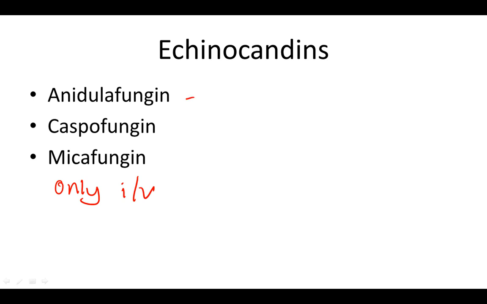Anidulafungin has no clinically significant interactions, whereas the other 2 are metabolized by P450 enzymes. Why is that important? If you've got a patient who is immunocompromised with HIV, you're very likely to be on some antiretroviral medication, which has a significant amount of interactions with other medications. Anidulafungin would possibly be the echinocandin of choice for those patients.